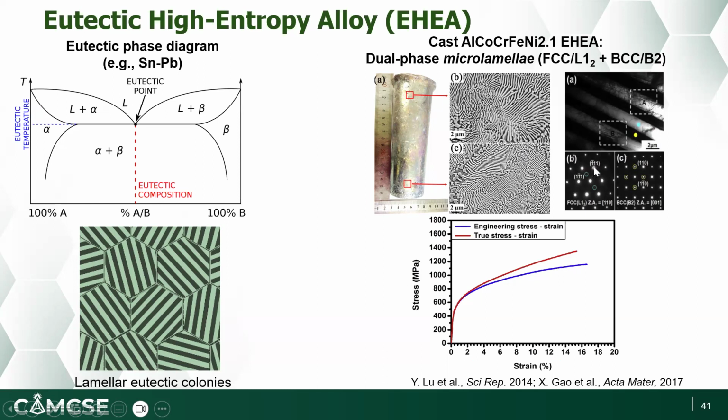You can see this selected area electron diffraction pattern, where you can see those extra lattice spots that correspond to the L1_2 and B2. Due to the combination of the dual-phase microlaminar structure, you can get a very good balance in terms of strength and tensile ductility.